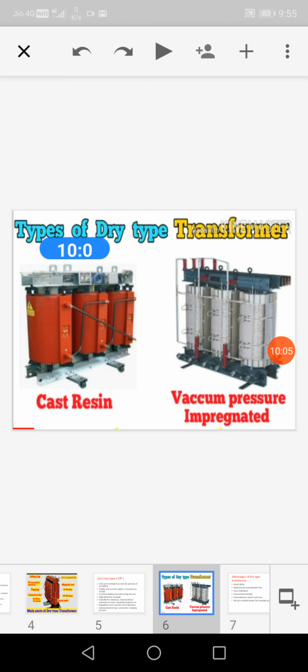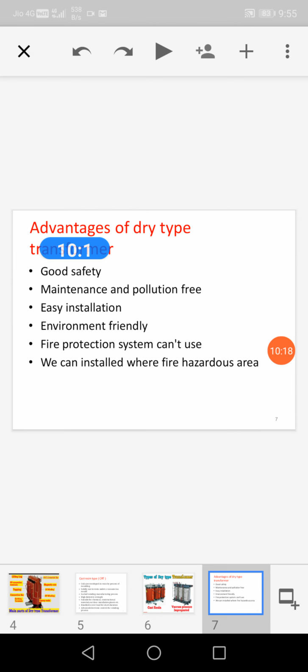And this is the vacuum pressure impregnated winding. These are the main differences between the types of dry transformer, meaning cast resin and vacuum pressure type transformer. And many times a question is asked in MSBT exams: what is the advantage of dry transformer, meaning cast resin transformer and vacuum pressure type transformer?